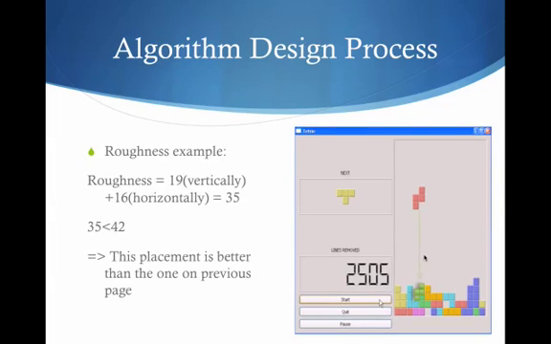But if we place the Z piece in this position, the roughness vertically is still 19, it doesn't change. But horizontally, it will change to be 1, 2, 3, 4, 5, 6, 7, 8, 9, 10, 11, 12, 13, 14, 15, and 16. So the roughness, if we place it here, is equal to 35. As we can see, 35 is smaller than 42. So that means this placement is better than the one on the previous page. And by instinct, we can see that the latter one is of course better than the previous one.